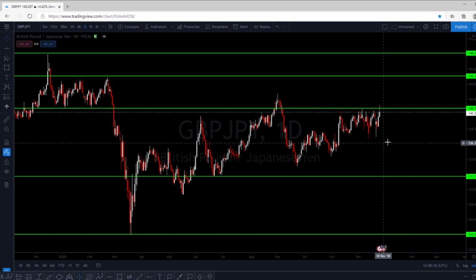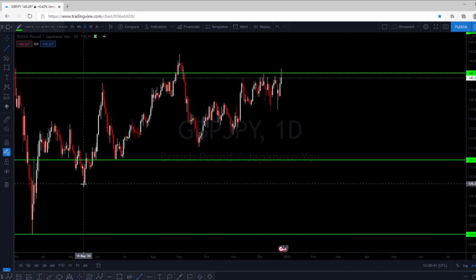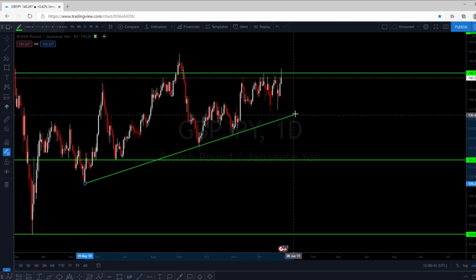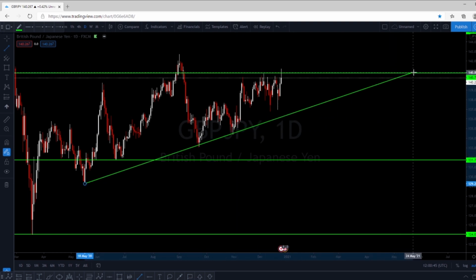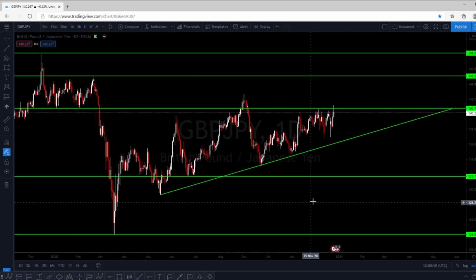Alright, now the next thing that I'm going to do is plot my trend line. And of course you guys can see that there is a trend line that starts from down to the upside like this. But right now I'm going to leave it like this. So yeah, this is my trend line right now on this daily time frame.